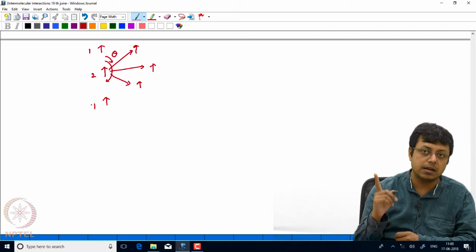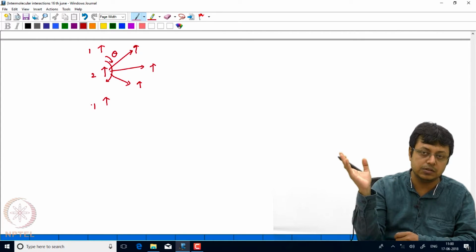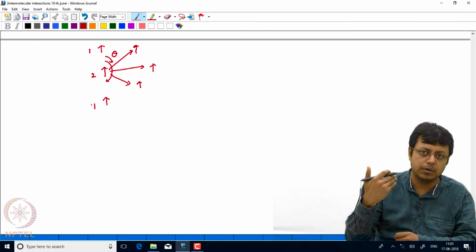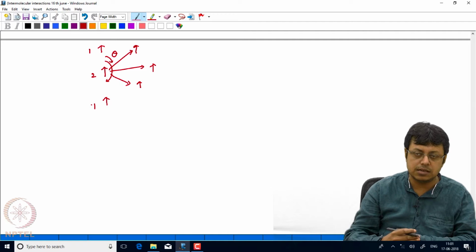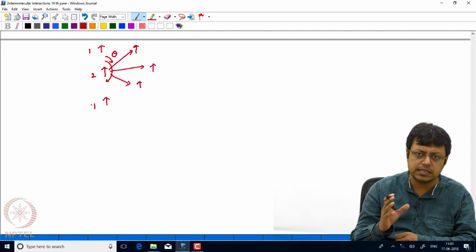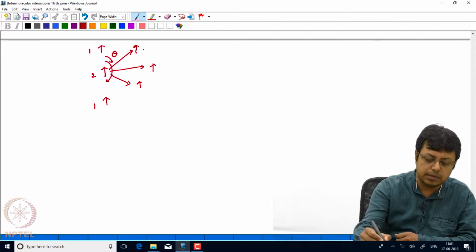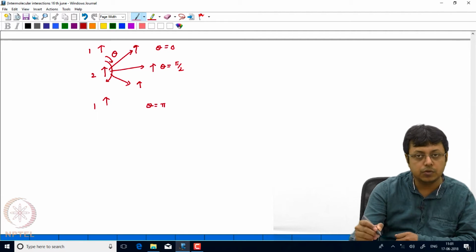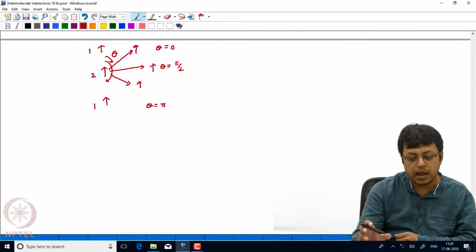This is the same as rotating the dipole in an electromagnetic field, and as we said, we will have some preferred orientation, and there we talked about the potential energy. So, as you can see here, theta equal to 0 and theta equal to pi will be the most preferred orientations, and theta equal to pi by 2 will be the least preferred orientation, and the interaction energies are different for that.